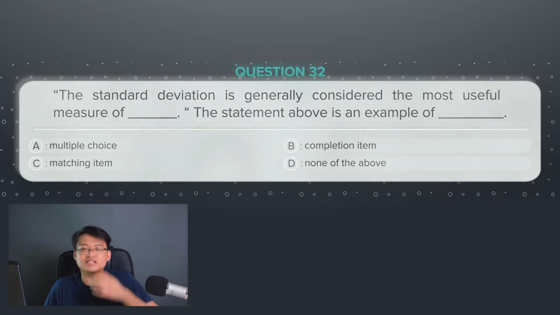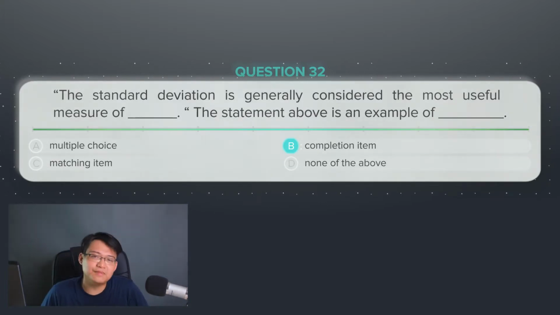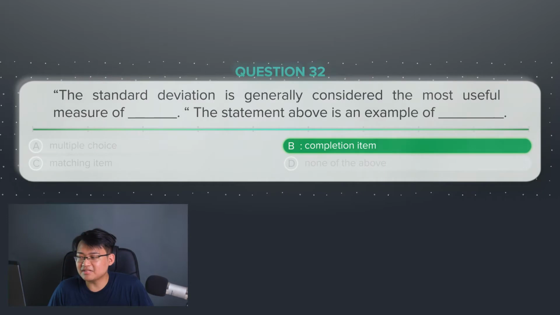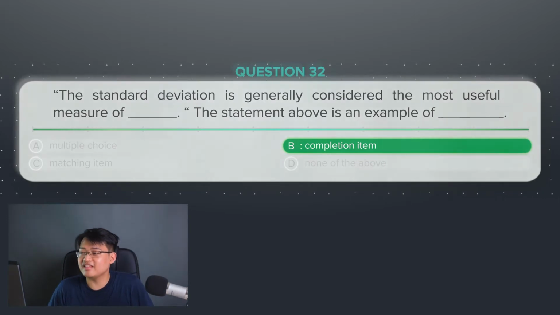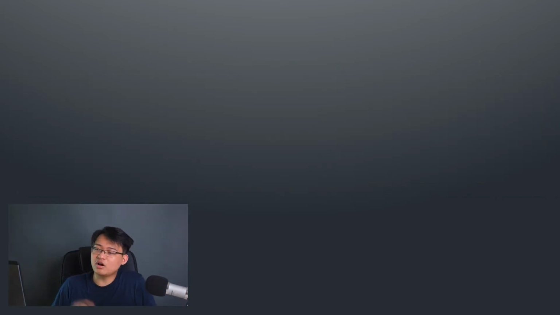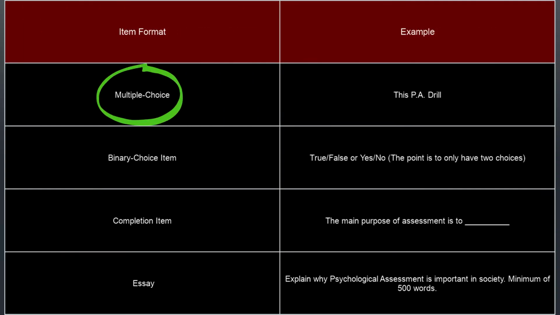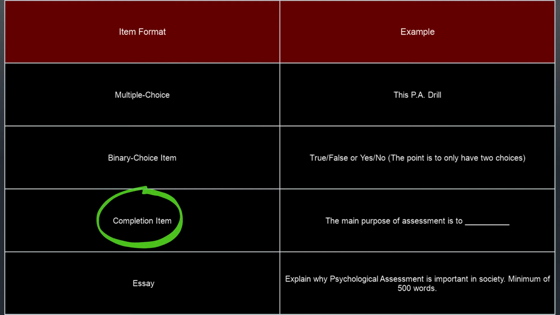The correct answer is letter B, completion item. Completion item siya because you are completing the statement. So, ano bang pinagkaiba-iba nitong tatlo? With multiple choice, ito yan. Yung sinitake yung test, multiple choice yan. A, B, C, D. Pag may choices ka, multiple choice yan. Completion item, pag kinukompleto mo yung statement. So, dito, in this case, kinukompleto natin yung statement. So, it's a completion item.